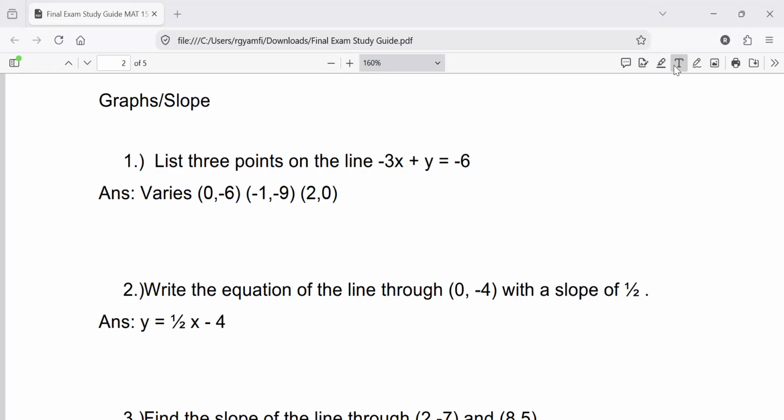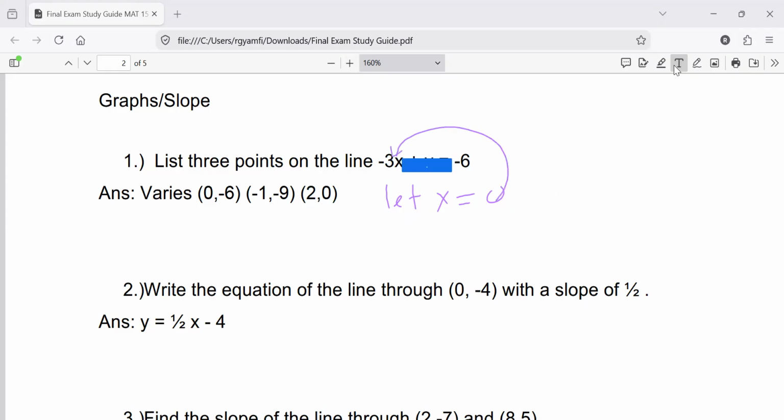So because I'm supposed to list 3 points, I could choose any number for x, any number. But you want to do small numbers first. So I'm going to start with 0. So let x be 0. When x is 0, I'm going to put that into the equation.